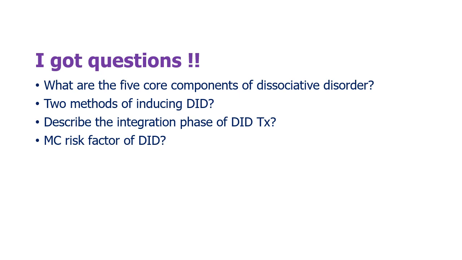Alright, so before we start with dissociative identity disorder, I have some pre-section questions. What are the 5 core components of dissociative disorder? Let's see if my mnemonic was helpful or not. Number 2, what are 2 methods of inducing dissociative identity disorder? And this is if you're the provider trying to induce it in the patient. Number 3, describe the integration phase of dissociative identity disorder treatment. Another quiz question that I missed, so I want to make sure we got this before the test. And then lastly, what's the most common risk factor of dissociative identity disorder?